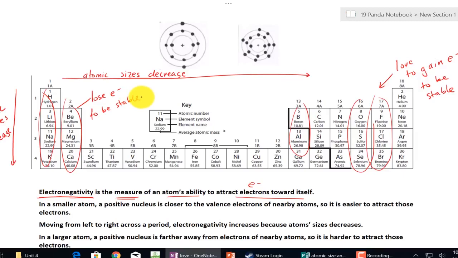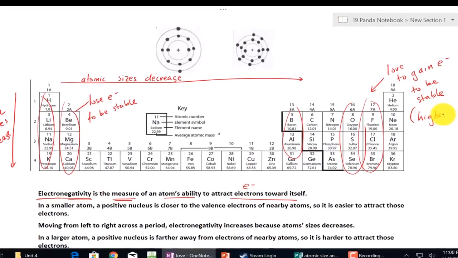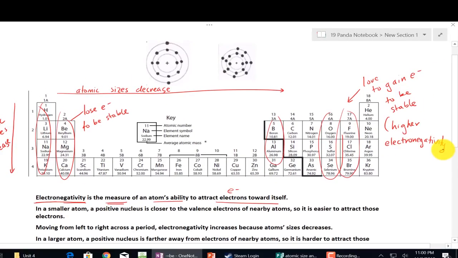Now, if we just look at these two basic facts, this side wants to lose electrons and this side wants to gain electrons. So which of the two will have a higher electronegativity? Of course, the one with the higher ability of wanting to gain electrons will have higher electronegativity. So over here, you would have higher electronegativity. And we are going to abbreviate electronegativity with EN. So that's the abbreviation for it.